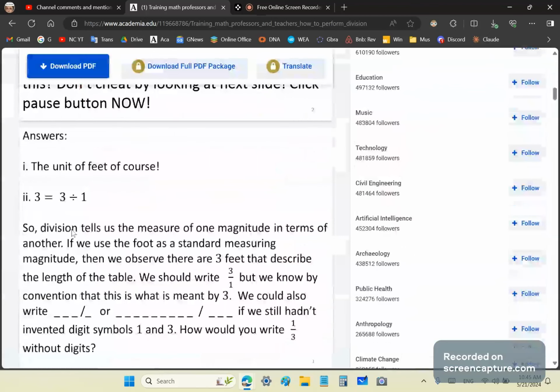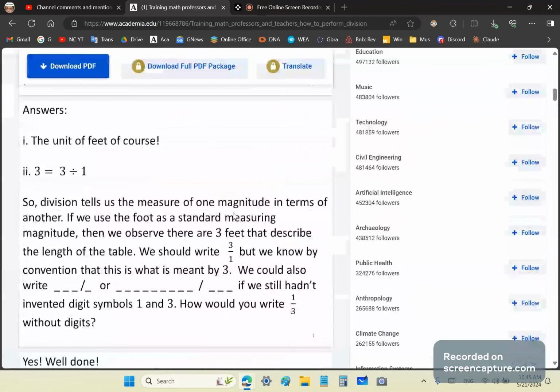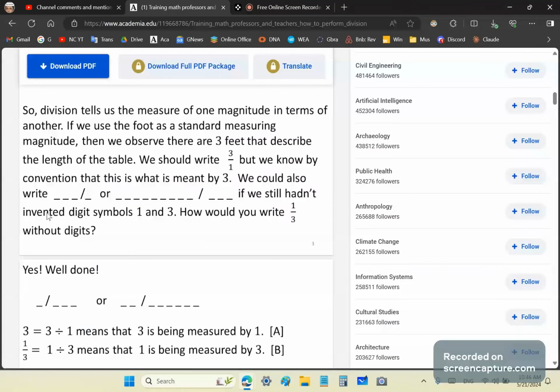So division tells us the measure of one magnitude in terms of another. If we use the foot as a standard measuring magnitude, then we observe there are 3 feet that describe the length of the table. We should write 3 over 1, but we know by convention that this is what is meant by 3.